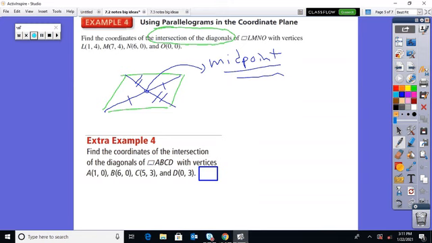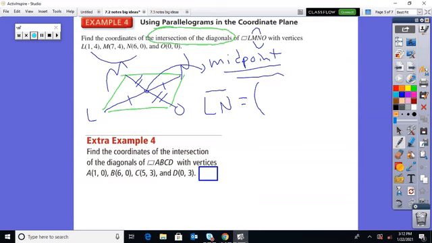How do you know which one's a diagonal? Look at how the letters are written. L and N would be a diagonal, because if you wrote it out, they would be across from each other. Or M and O. So we can find the midpoint of either one of those. It'd be the same thing. So I'm just going to go LN's midpoint.